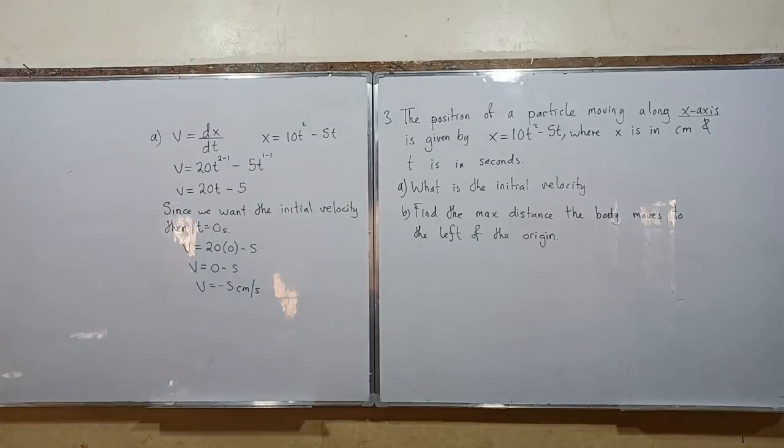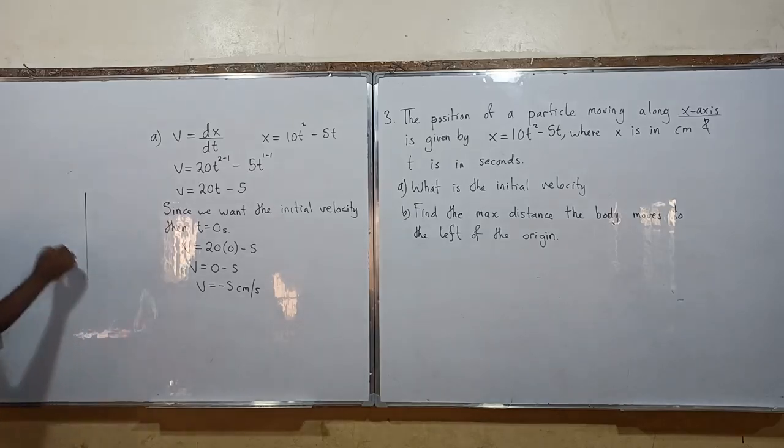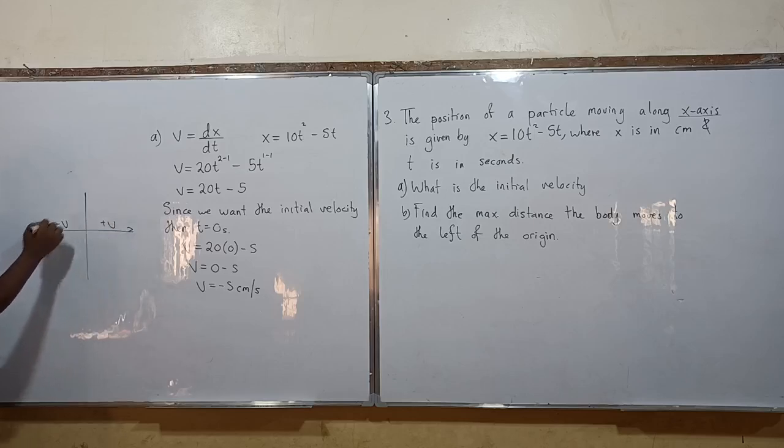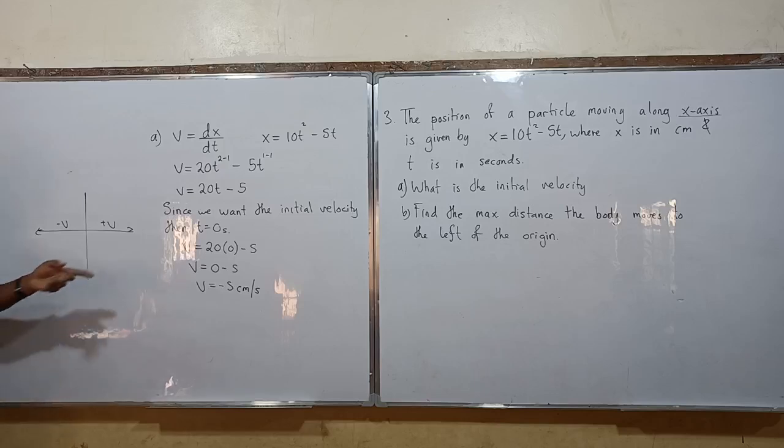Now remember, this is position we're talking about. So if something is going to the right, it has a positive velocity; if it's going to the left, it has a negative velocity. That's the reason why the velocity is negative. So at the original position, when time is 0, the velocity is negative 5. Any questions on that one before we go to the next one? That one is fine?